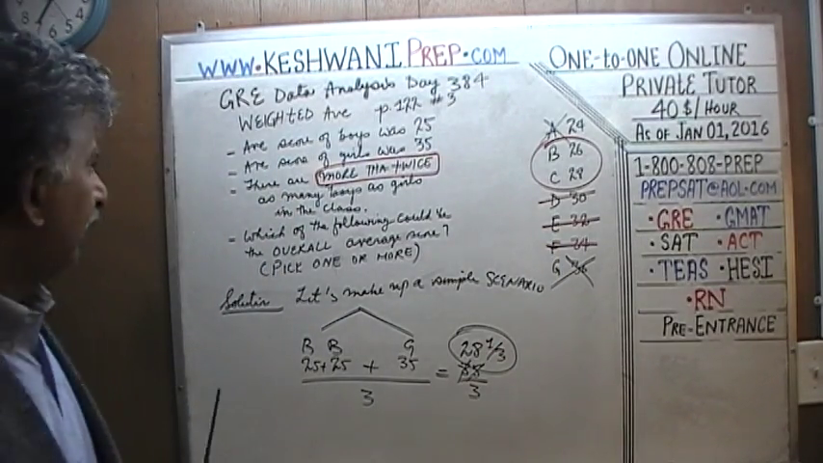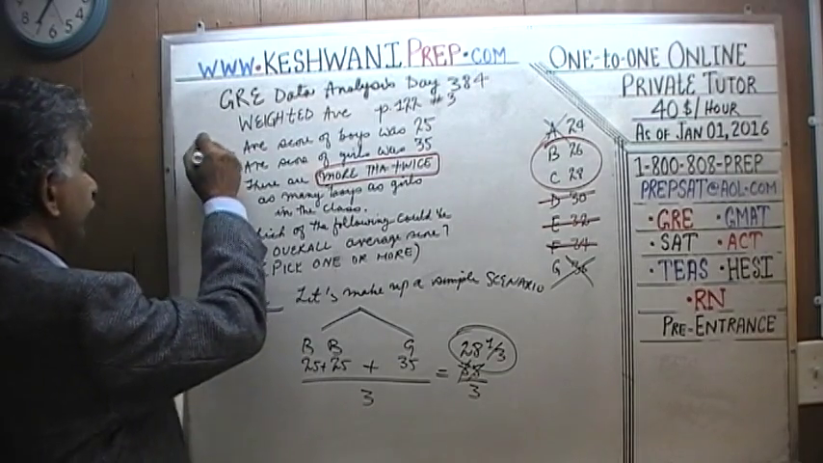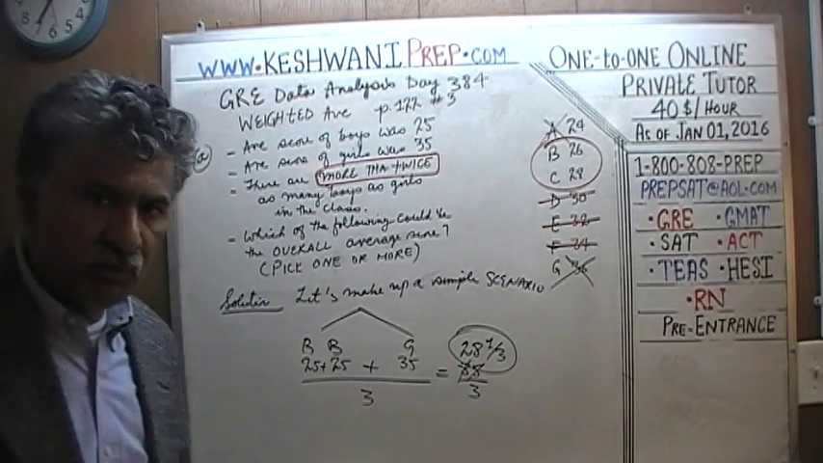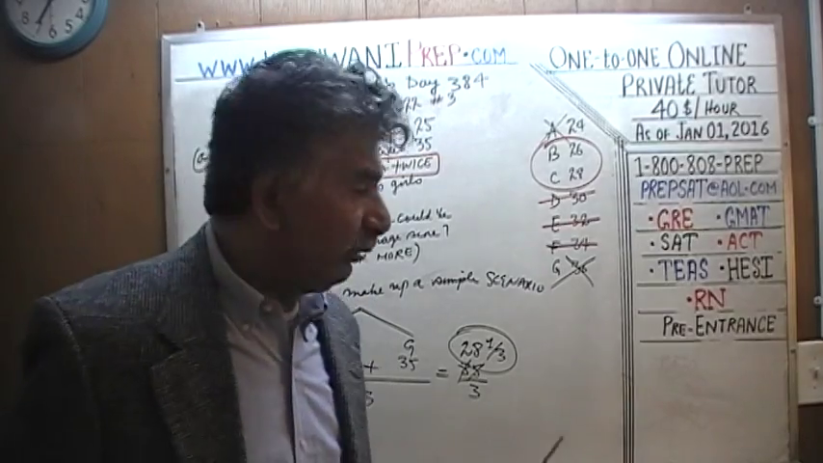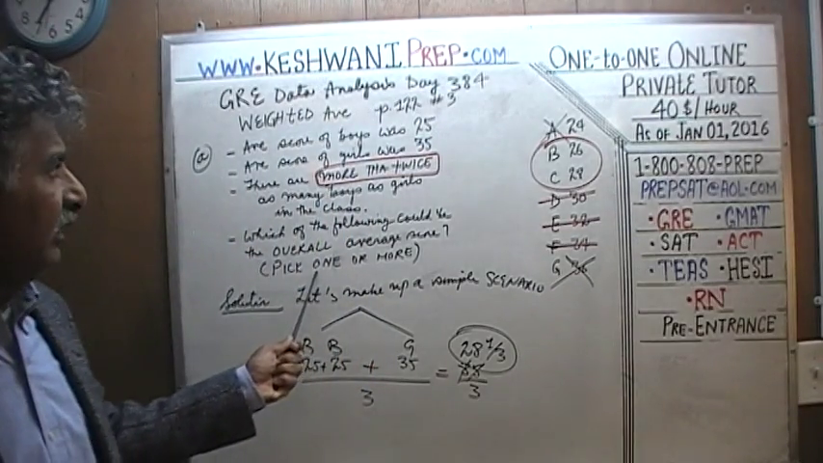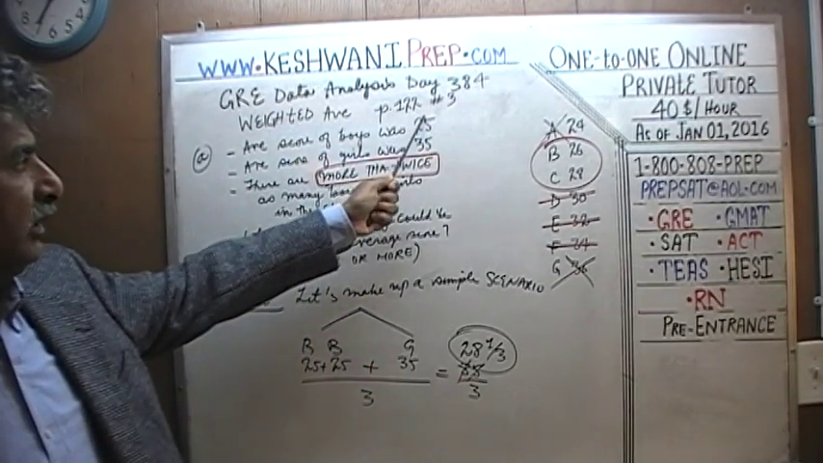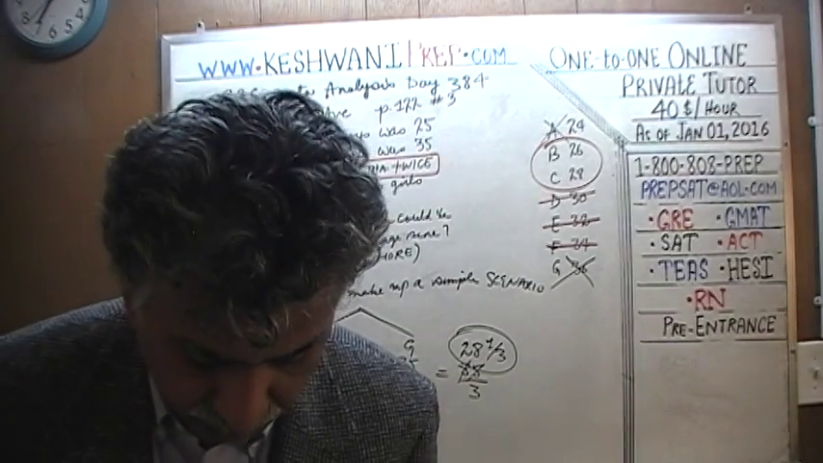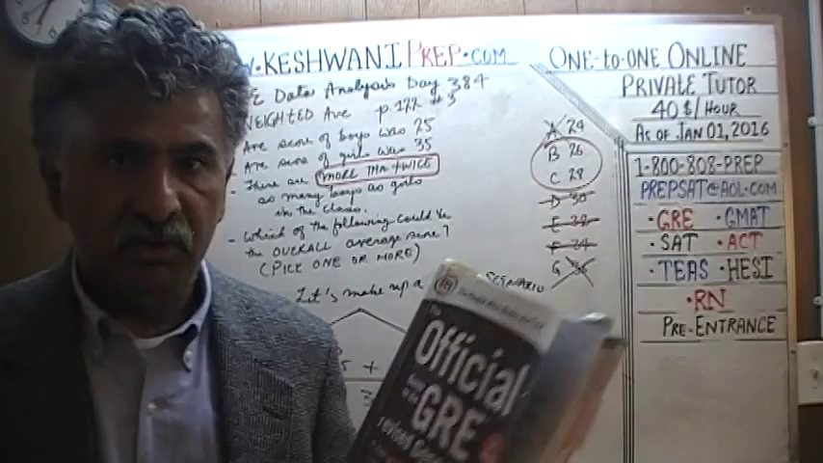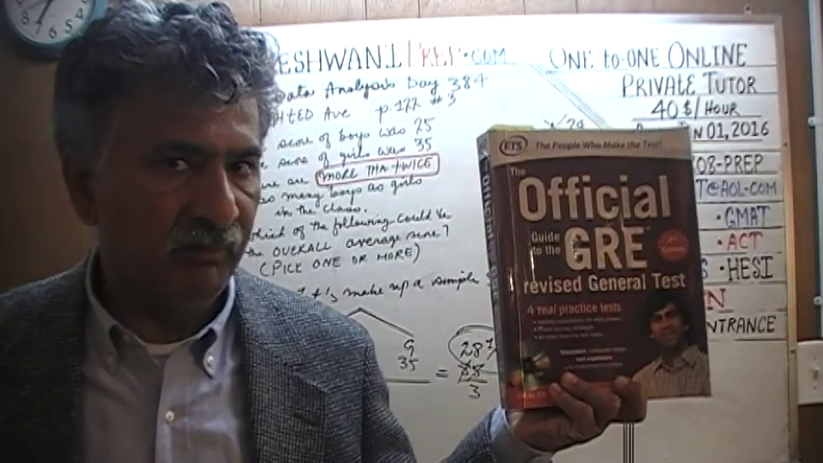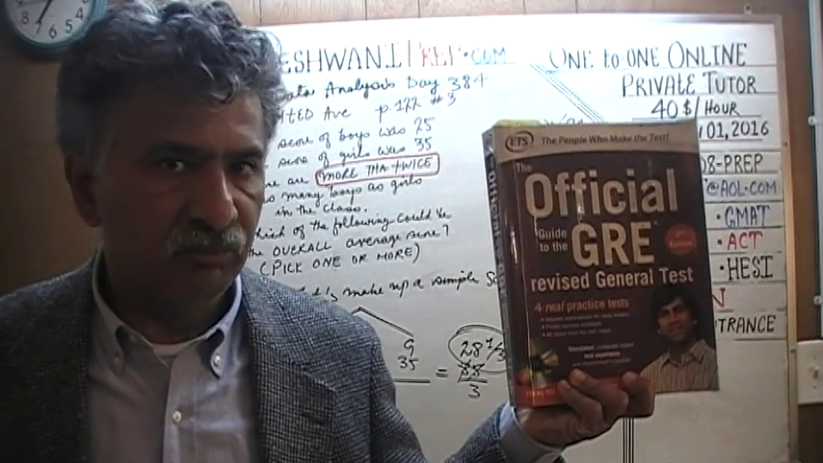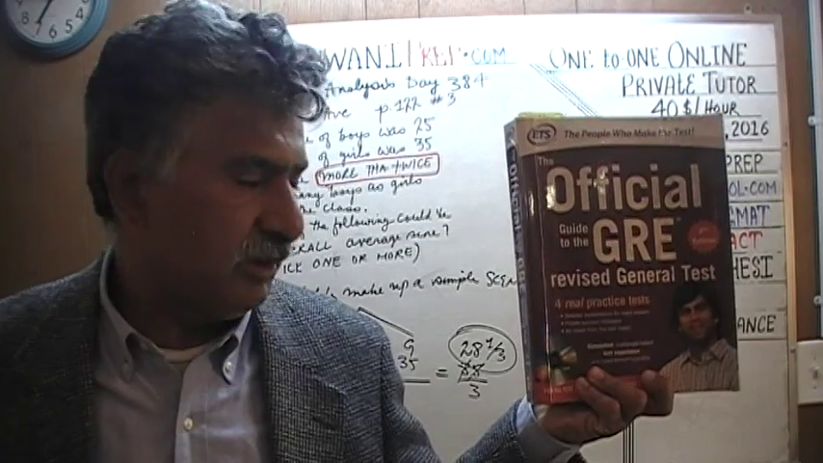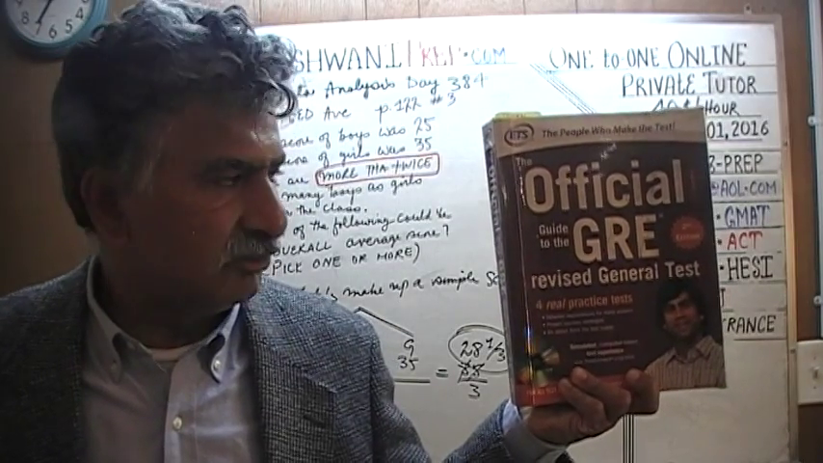I'm going to give you part B now. This was part A. Now, as far as the book is concerned, I want you to compare this problem as we just did with the problem that you see on page number 122, problem number 3. Turn to your book. It's important that you own the book. You must have the book, otherwise you will have difficulty preparing for the exam. There is no such thing as preparation for GRE without this book, without the official study guide.